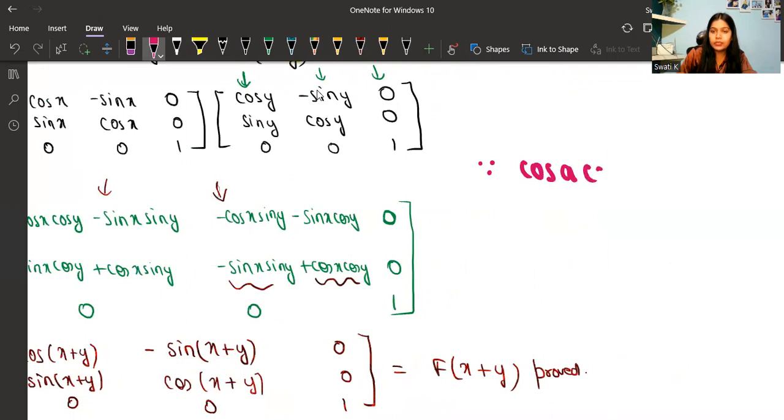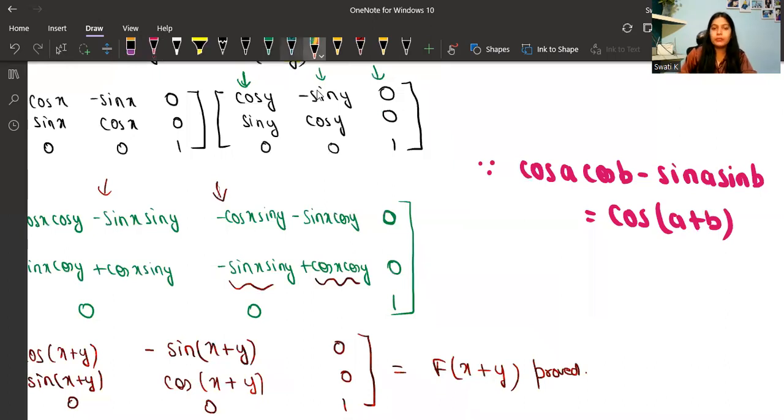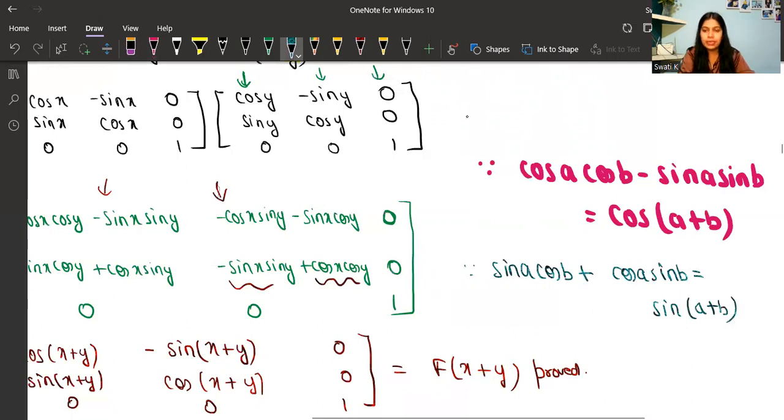So cos A cos B minus sine A sine B. Here I'm using small a, small b, capital A, capital B, small x, small y, capital X, capital Y, whatever you want to use. So this has a formula cos of A plus B. So I have used this formula, and I have used one more formula, that is sine A cos B plus cos A sine B. This has a formula sine of A plus B. So these two formulas I have used, and we are done with the proof.